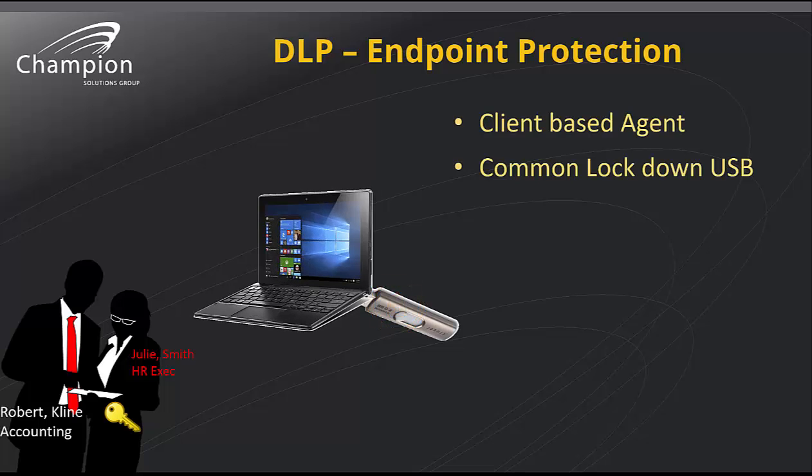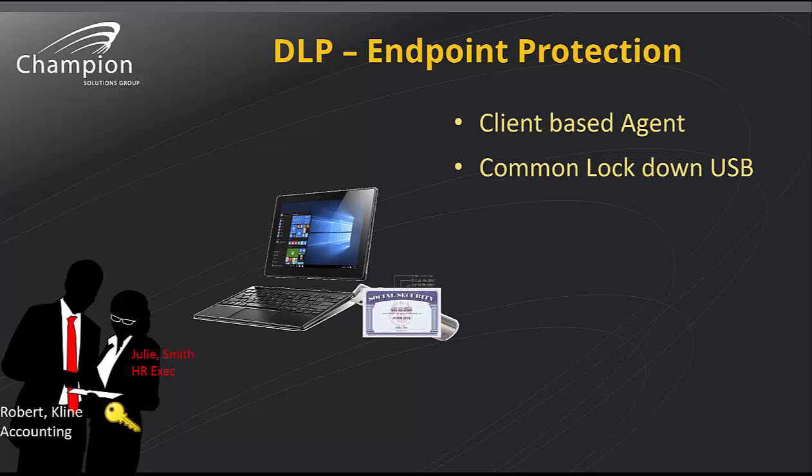In those cases, we can allow the USB connection, but the agent can get a little more sophisticated and start looking at the type of data we're trying to copy off, and based on policy, deny those actions from actually occurring.